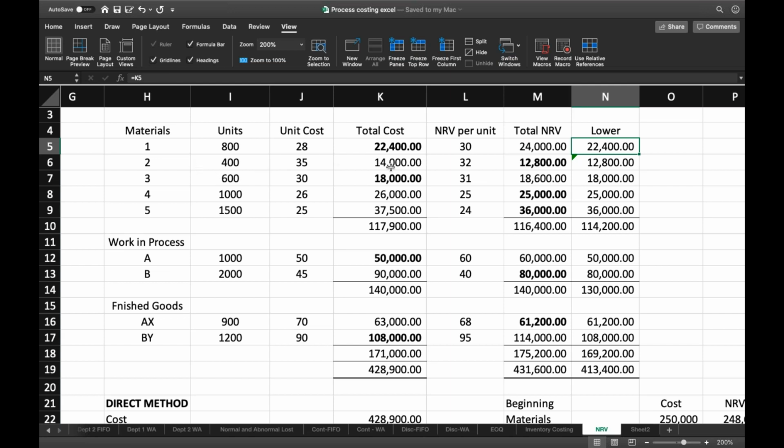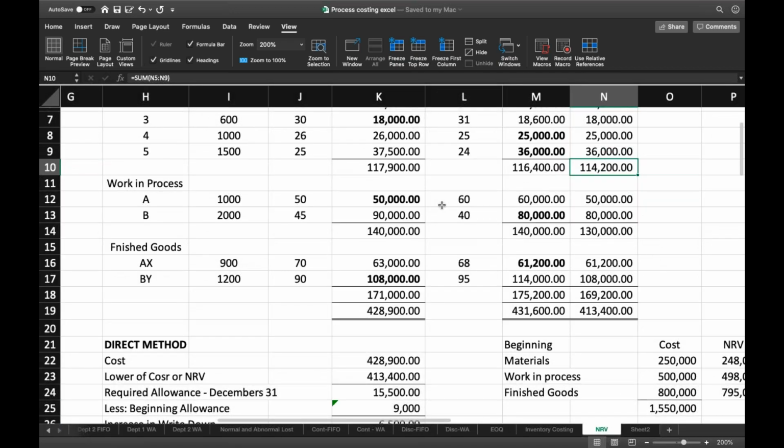For material 2, 14 versus 12,800, of course 12,800. For 3, material 3 is 18 versus 18,600, 18. And then material 4 is 25 and 36. So total is 114,200. So based on books, we have 117,900 cost, but applying NRV rule versus cost, we have to write it down to 114,200.